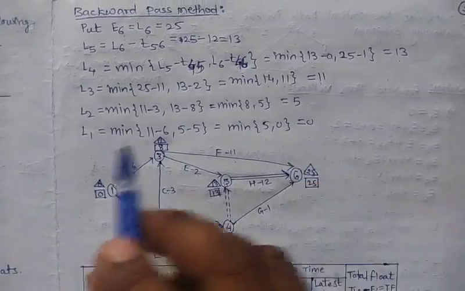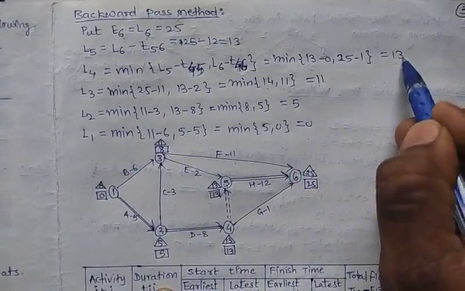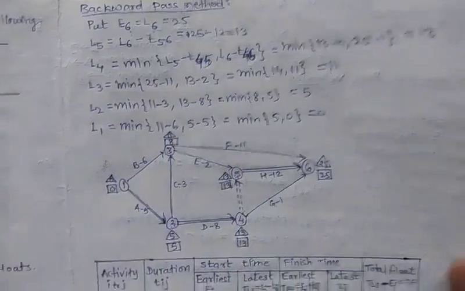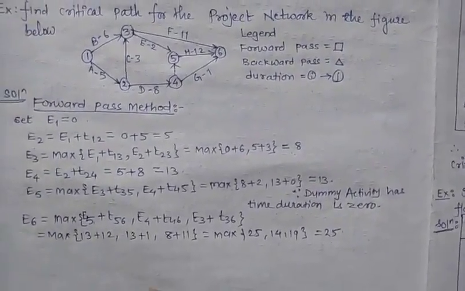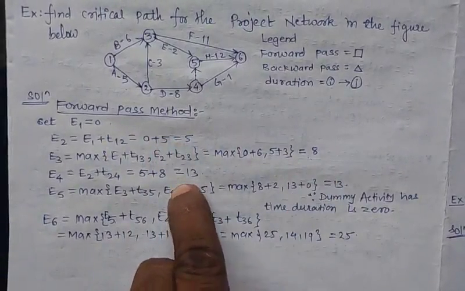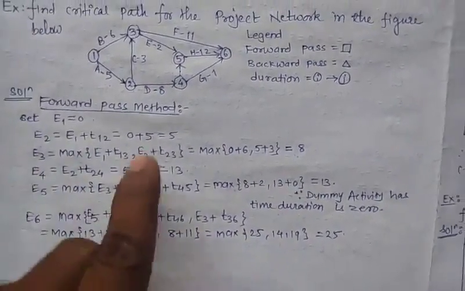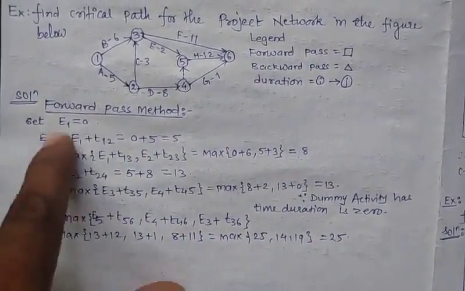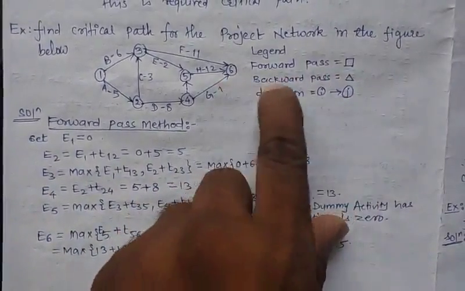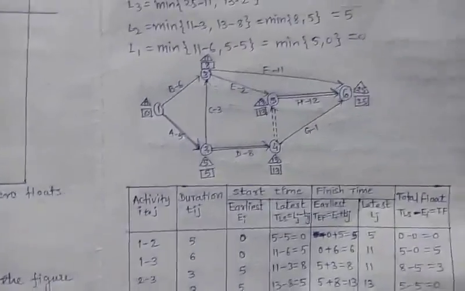So we get value L1 is 0, L2 5, L3 11, L4 13, L5 also 13 and L6 is 25. And in previous we have calculated E1 is 0, E2 5, E3 8, E4 13, E5 13, E6 25. So we write this. So this is forward pass method. Forward pass method value can be written in the square and backward pass method value can be written in the triangle. Okay. So let's see the figure.